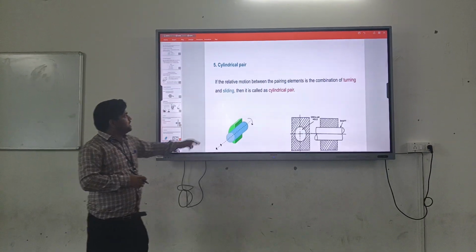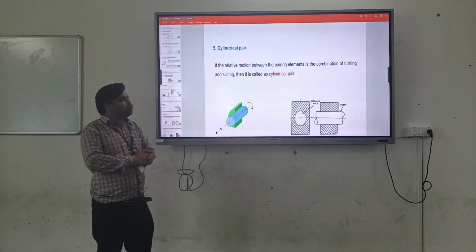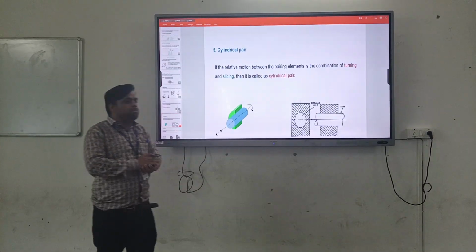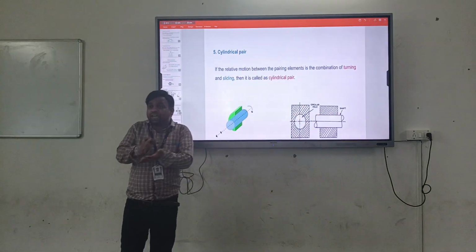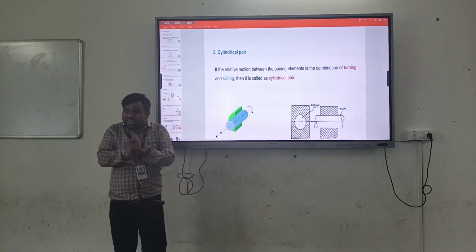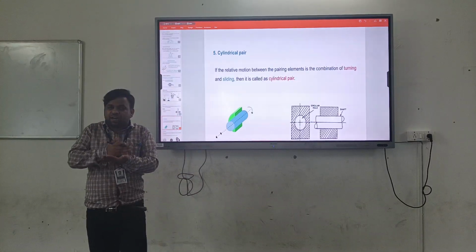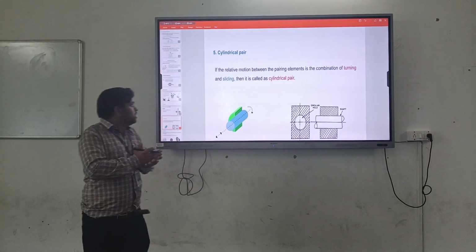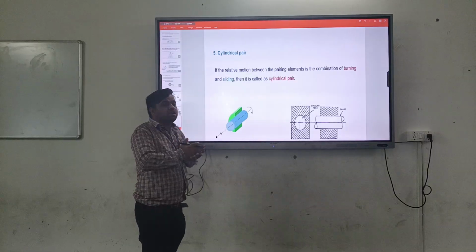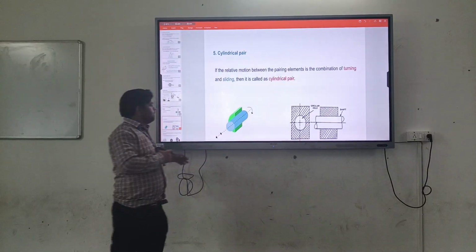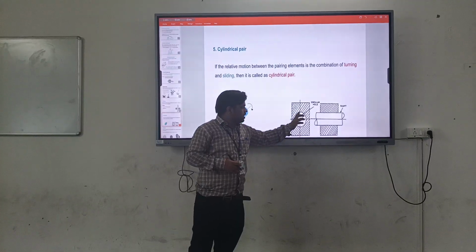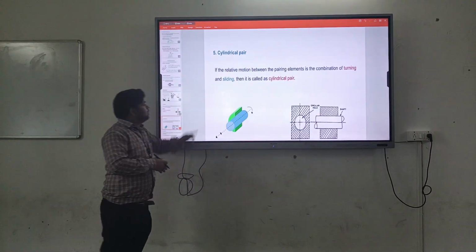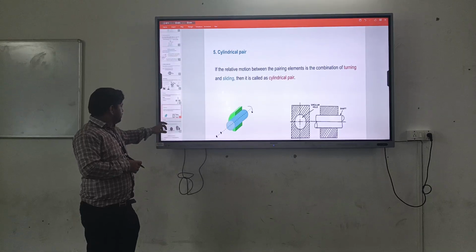Another one is the cylindrical pair. If the motion between the pair elements is combined in such a way that it has both turning and sliding motion, it is a cylindrical pair. So the combination of turning and sliding motion of a pair is called a cylindrical pair. This is the collar, hole and shaft, a circular shaft. This pair is called a cylindrical pair.